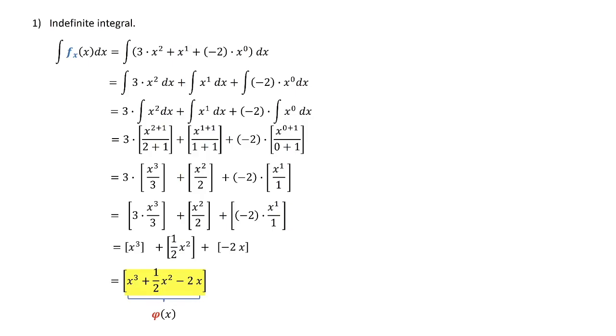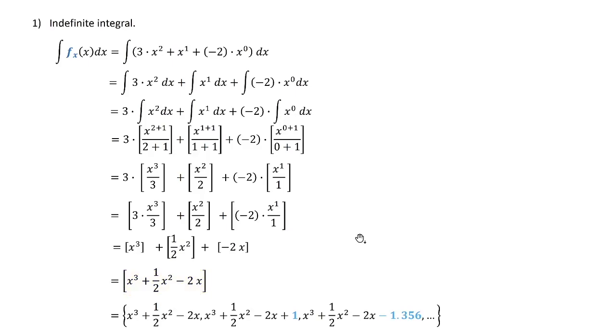Okay, so we have this. Now the next step is to check. Take the derivative of this and see if we get back our original function, right? And of course, in this case, you can do it in your head, but I just want to emphasize that you can do that.